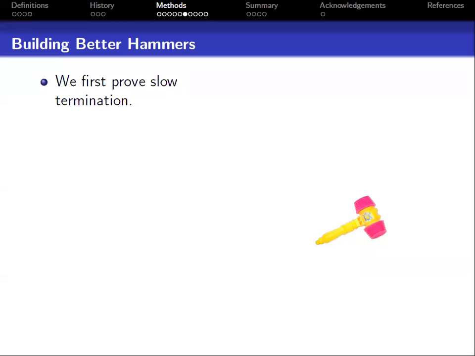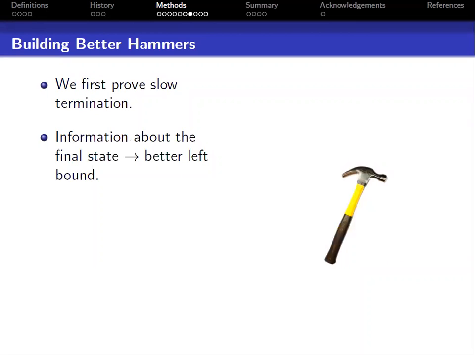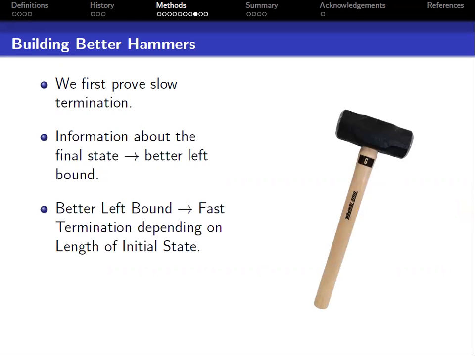And then what you do is you say, okay, I know that I'm going to terminate in a base B decomposition, and base B decompositions are extremely well studied. So what do you do? You take information about the final state and you think about the game. And you think closely about the game and what you can do to get information about the left bound throughout the entire game. Any information about the left bound is going to give you a fast termination time. And so now you can get fast termination, which depends on the length of the initial state.